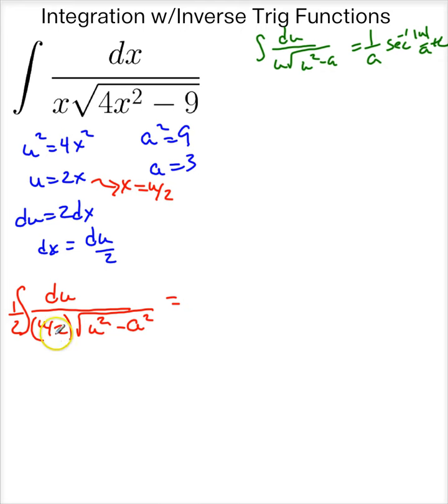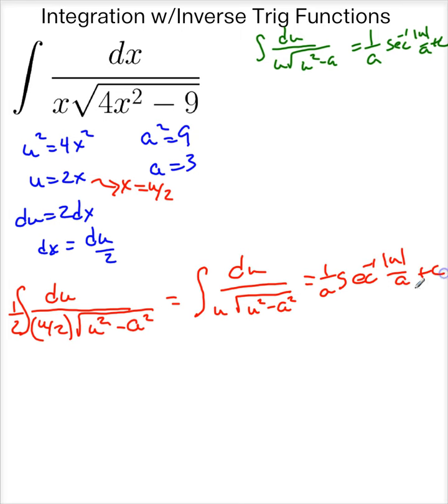Now I'm going to rewrite this. Look at what happens to these 2's. So those are going to cancel. So this becomes the integral of du divided by u times the square root of u squared minus a squared. And this solution is 1 over a inverse secant, the absolute value of u over a plus c. Now I'm going to plug in. A is 3, so this is 1/3 inverse secant, the absolute value of u, so the absolute value of 2x divided by a, and a is 3.